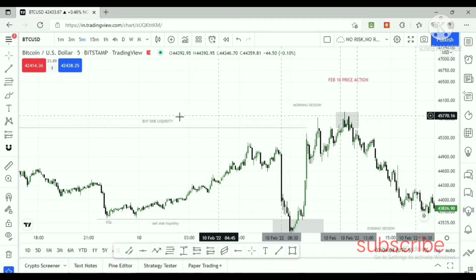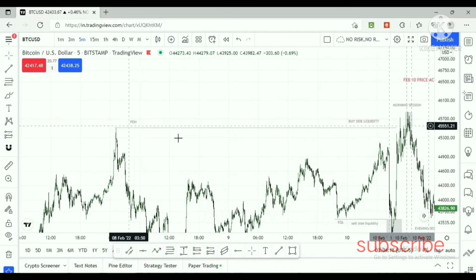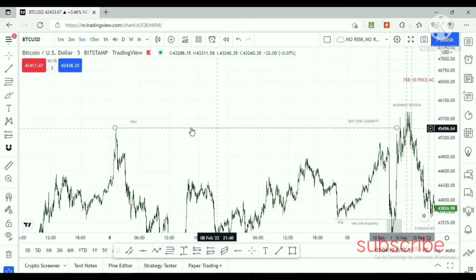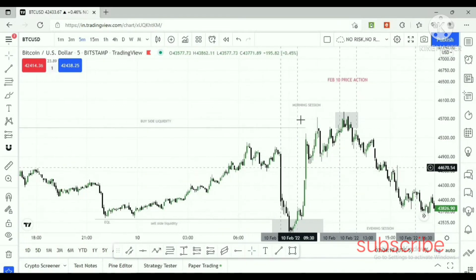Can you say why you mark this level? See guys, that is the previous day high. Market makers reach this level and clear this high liquidity pool. See guys, how the market makers move in the market.